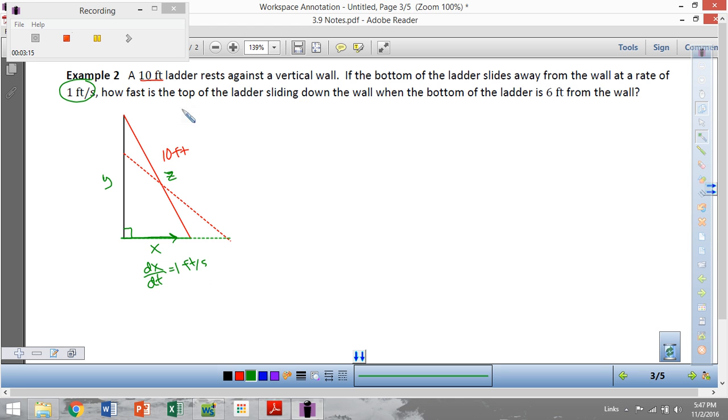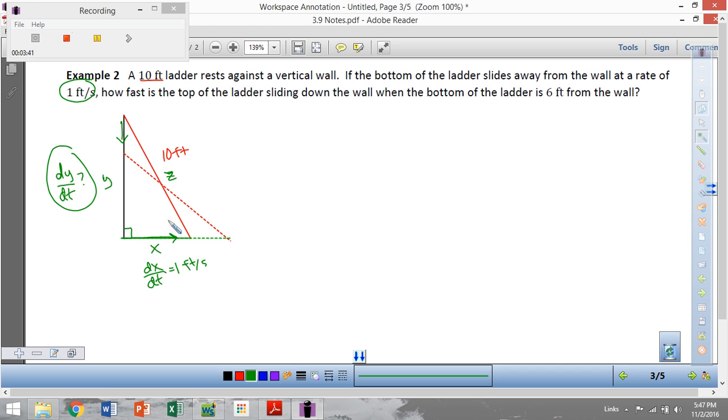How fast is the top of the ladder sliding down the wall? So what I'm trying to find is dy/dt. That's what I don't know. I want to know how fast this is changing as this is changing at 1 foot per second. And I want to know, when does that happen? What is the rate when the ladder is 6 feet from the wall, when the base of the ladder is 6 feet from the wall? So when x is 6, what is the rate that's changing vertically?